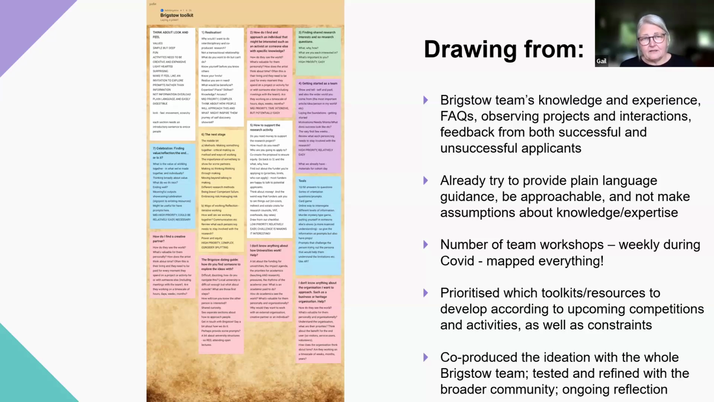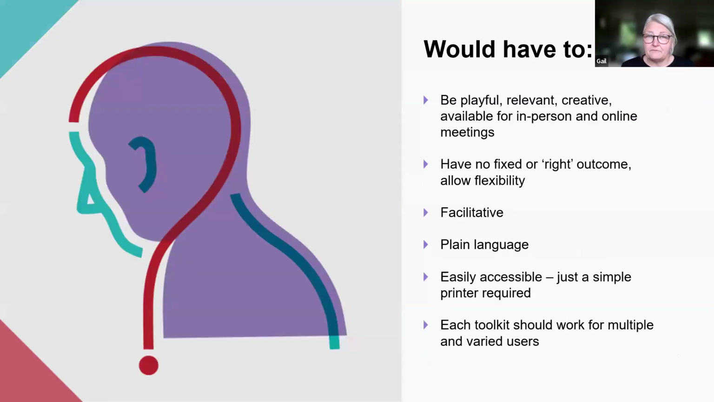In thinking about the toolkits, we knew they'd have to be playful to engage people. They'd have to be relevant, creative, and available for both in-person and online meetings. Bear in mind, it's still 2020 at this point.